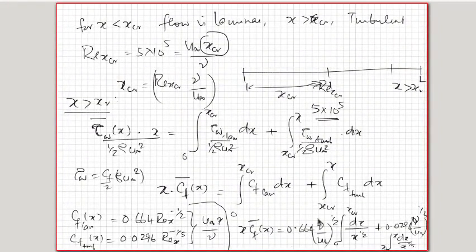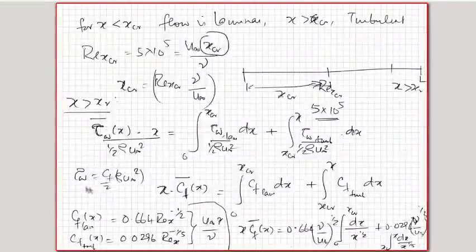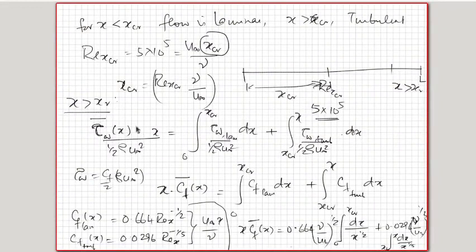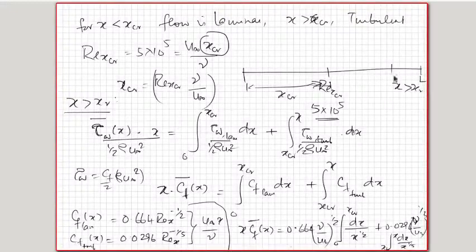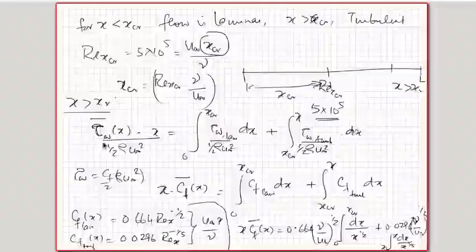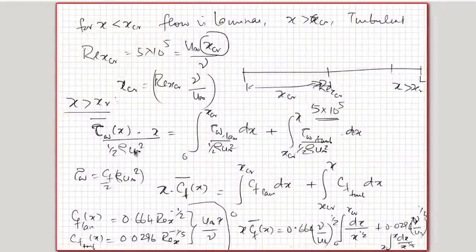So the average shear stress is then calculated. Once I know the Cf bar, the average shear stress would be nothing but Cf bar multiplied by half rho u infinity squared. You get the average shear stress over this region, and multiplied by the area, which is x into 1, then you get the average shear force over the surface. Okay, so that is your expression that you need.